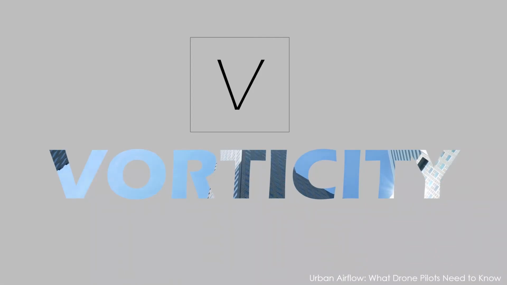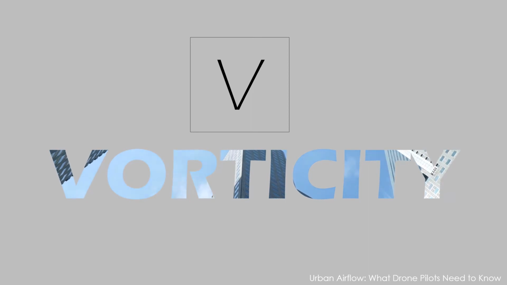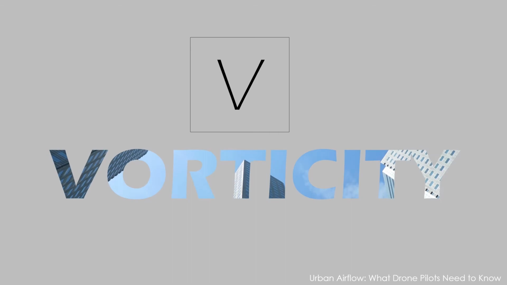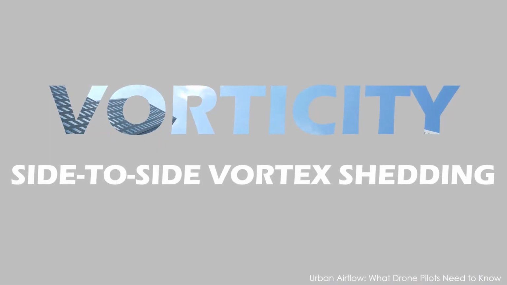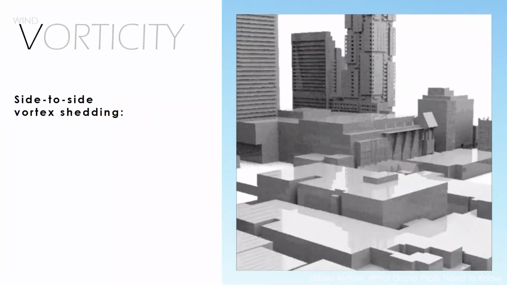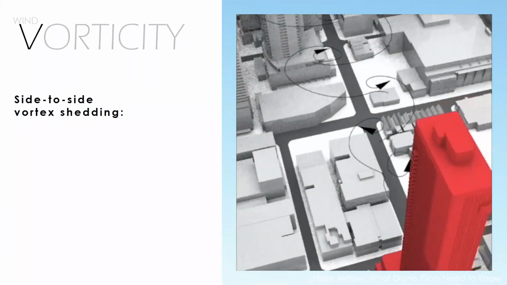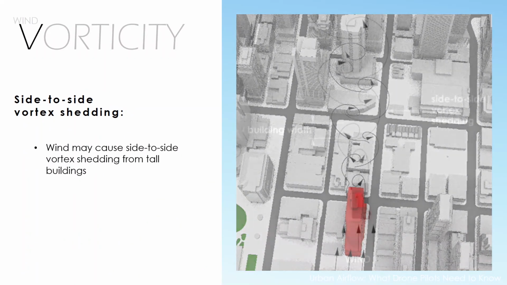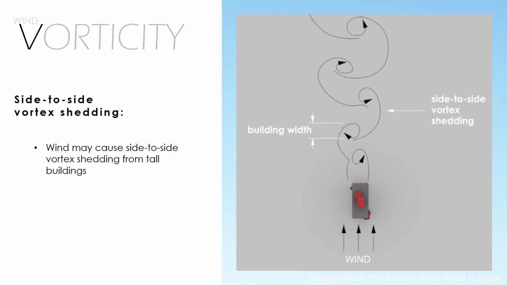Turbulence can also manifest in the form of building-induced vortex shedding. The type of vortex shedding is dependent on wind direction and building orientation. Vorticity can develop in a side-to-side vortex shedding pattern. The wind approaching some structures at some angles may cause counter-rotating wake vortices that rotate about a vertical axis and are shed from the leeward building face in a side-to-side sequence. The size of the shed vortices is similar to the width of the building.